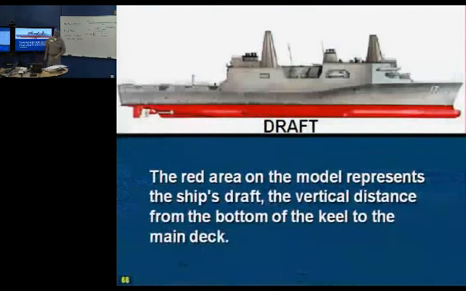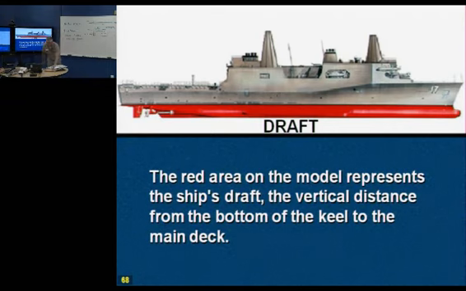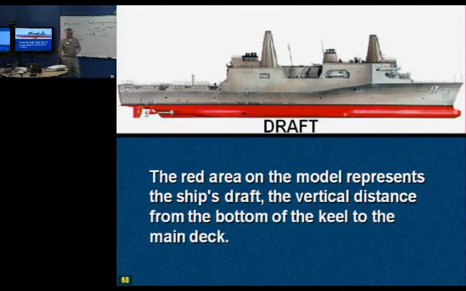Draft. Okay, so the red area. You can see the red area on that ship that's being sent around. You can see it on this one here. And you can see the draft here. It's below the waterline. It's the distance between the waterline and the bottom of the ship, the keel, the backbone of the ship.